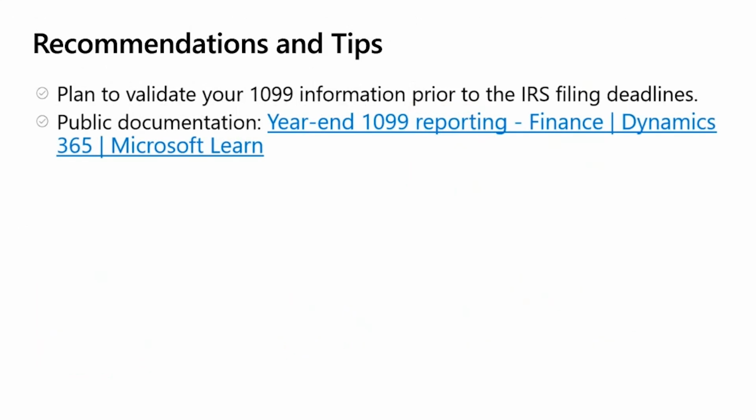In terms of my recommendations, it's simple. Please do validate your 1099 information prior to that IRS deadline. Oftentimes we will see our customers wait until the IRS deadline. For example, if something is due on January 31st, they might not even attempt to print out their 1099s until that date. It really leaves you in a bad situation if you need to alter any of the data or make any adjustments. So please do consider validating that information as soon as you can.